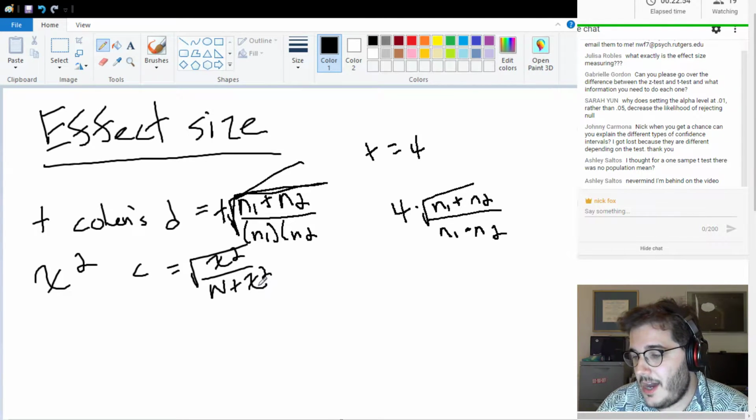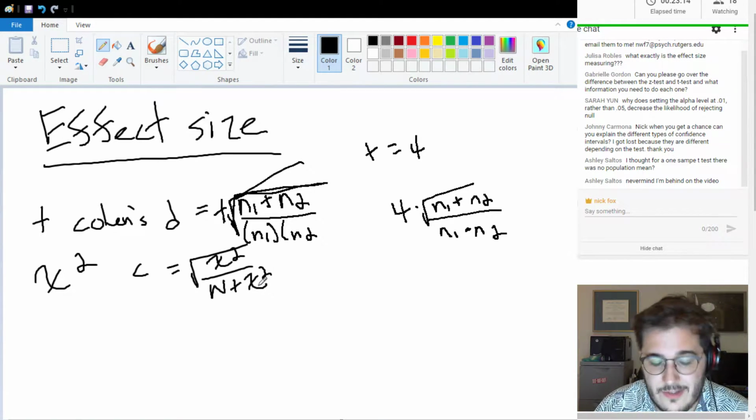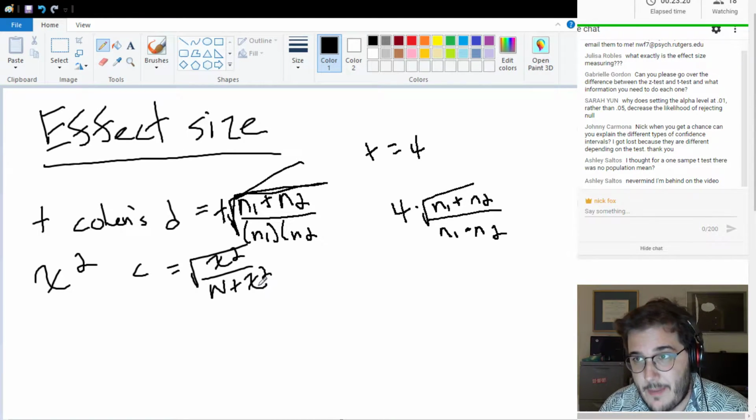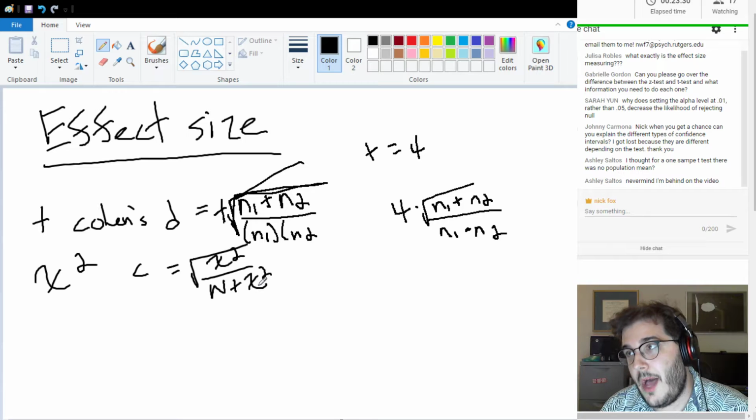Let's say I'm measuring height in my class, and I want to know if gender has an effect on height. So I measure the men and the women in the class, and I do a 2-sample t-test, and my t-value is 4, my critical value of t is like 2.3. I reject the null hypothesis, so I'm saying there is an effect. My independent variable, gender in this case, has some effect on my dependent variable, height. So okay, there's an effect. Well, how big is that effect?